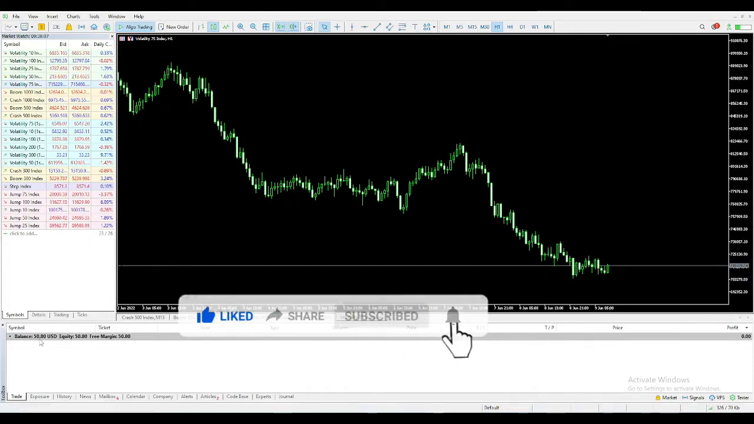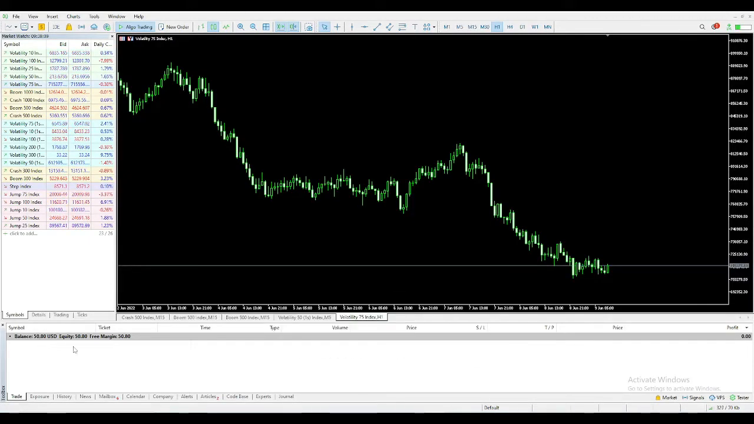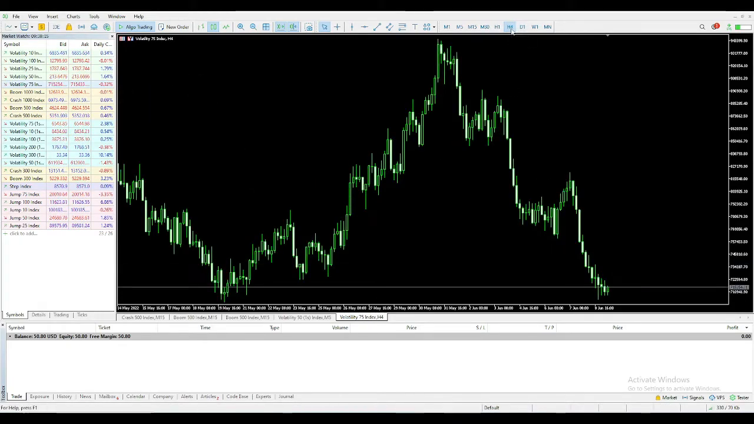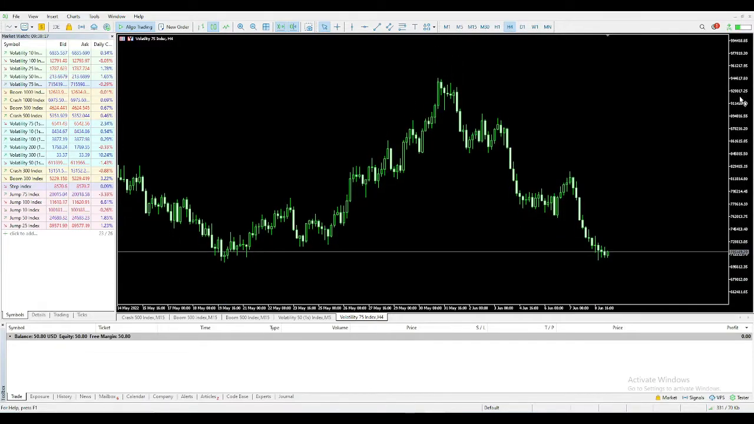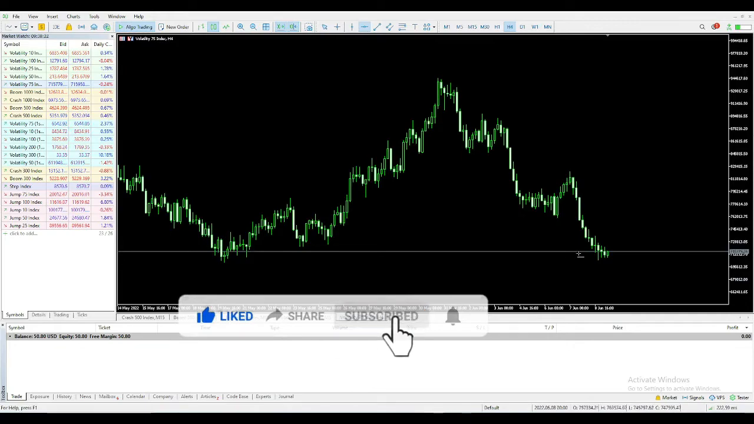I am back again with another challenge. You can see there, I'm just starting this one with just $50. I'm going to be starting this new challenge with $50. I'm going to be trading VIX 75 again.